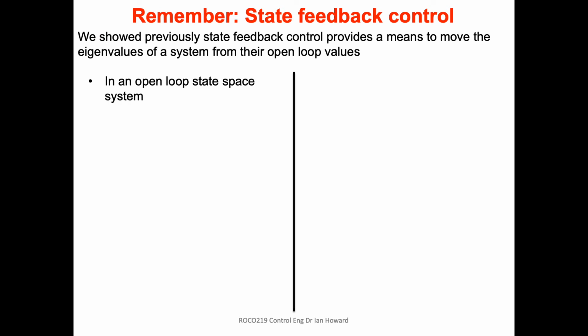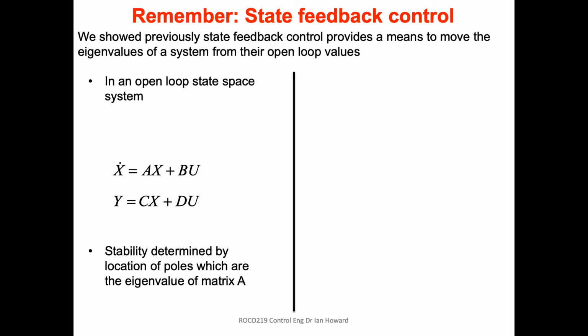We know in an open loop system we have the equations x dot equals Ax plus Bu, y equals Cx plus Du, and the stability of the system is determined by the eigenvalues of matrix A, which relate to the poles of the system. What we don't want are positive real parts to the eigenvalues, otherwise the system will be unstable.